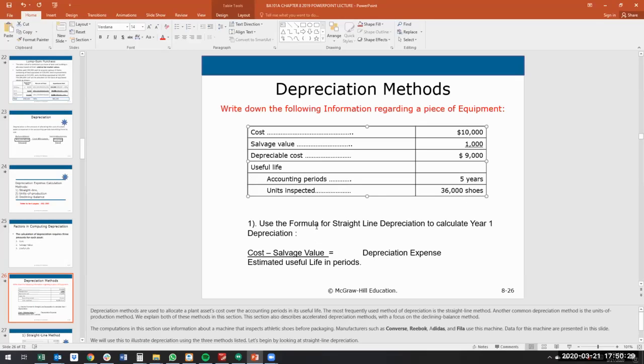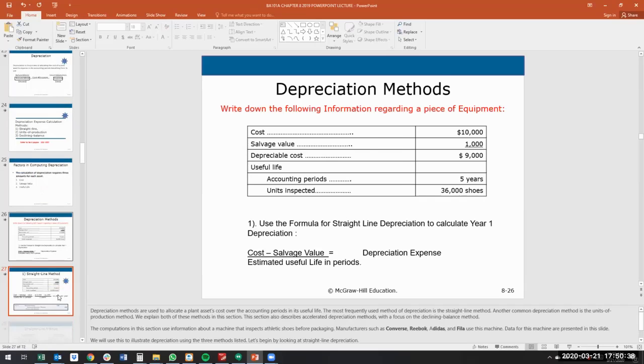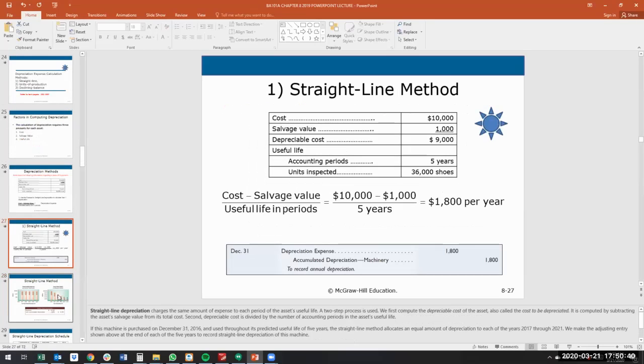So, cost minus salvage value over estimated useful life is depreciation expense over the straight line method. You'll have to memorize the formulas for each method. Straight line method, relatively simple. I'm not going to stay here too long because we've done it before.